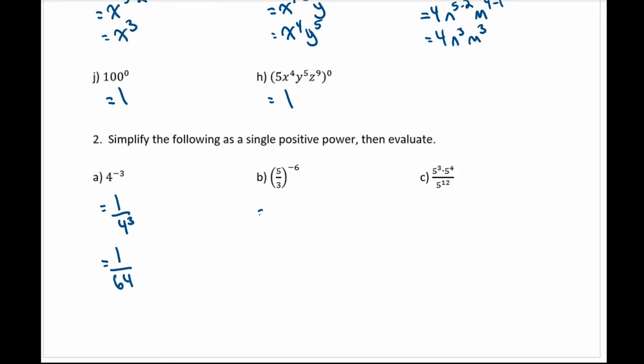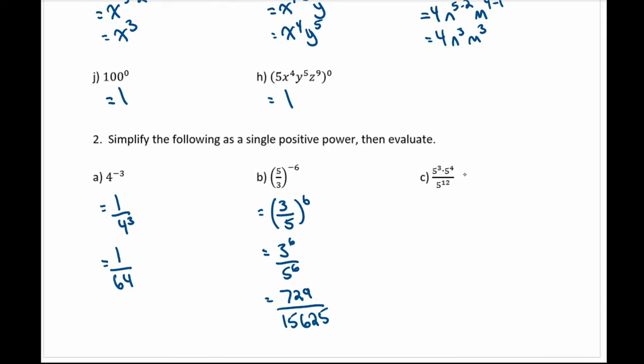For b, we have a fraction to a negative exponent, and we talked about when we have a fraction, we flip our fraction, and the exponent becomes positive. To solve this, that power of 6 applies to both parts. So 3 to the power of 6 over 5 to the power of 6. And I can solve these individually. 729 over 5 to the power of 6, which is 15,625. So that is the evaluation.